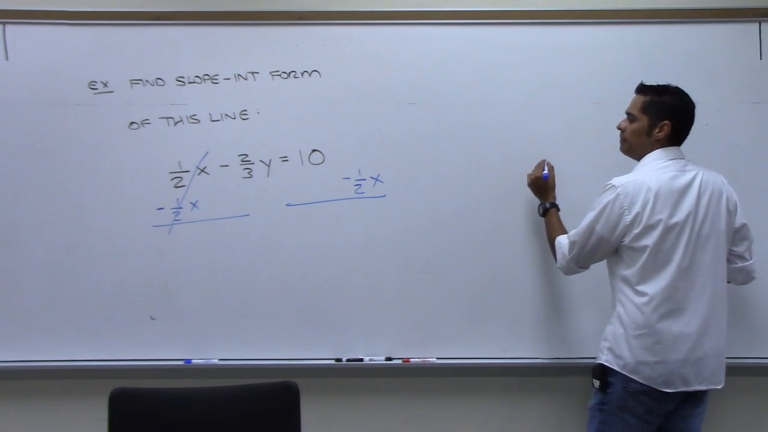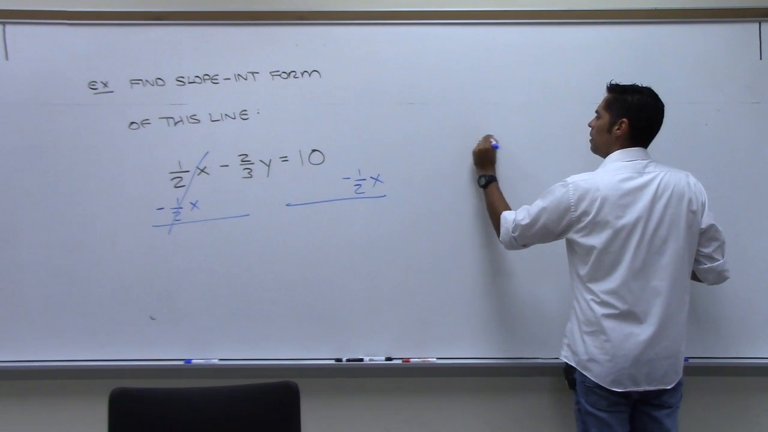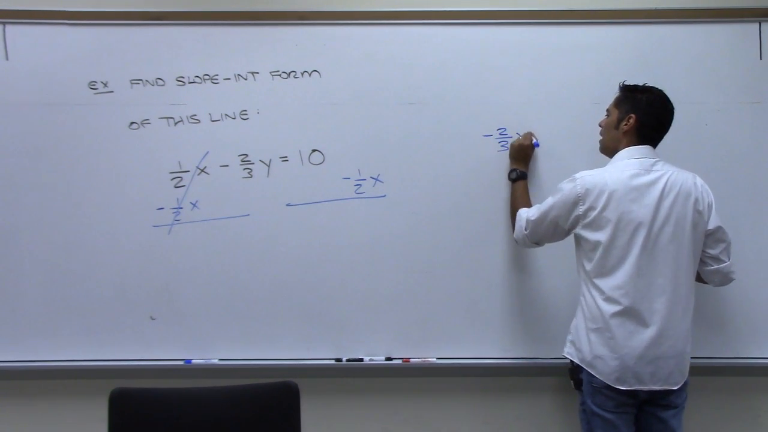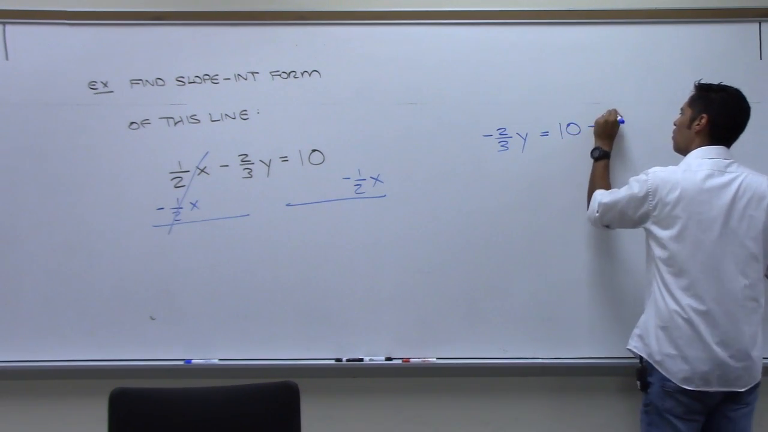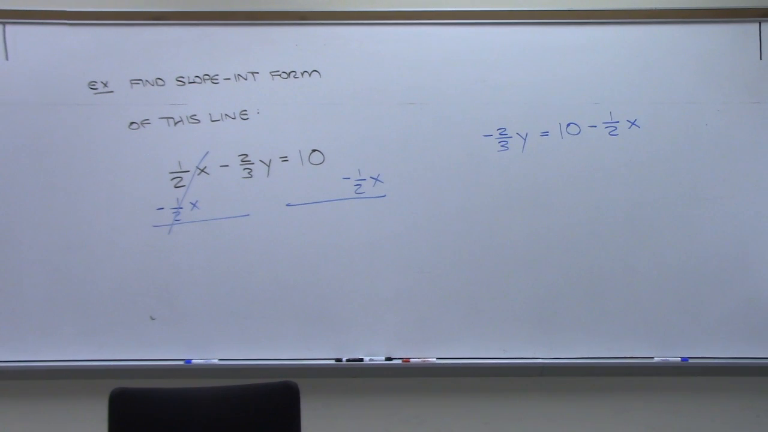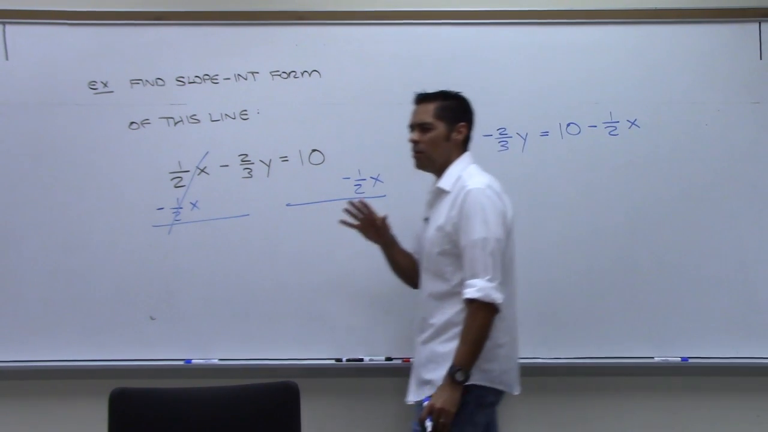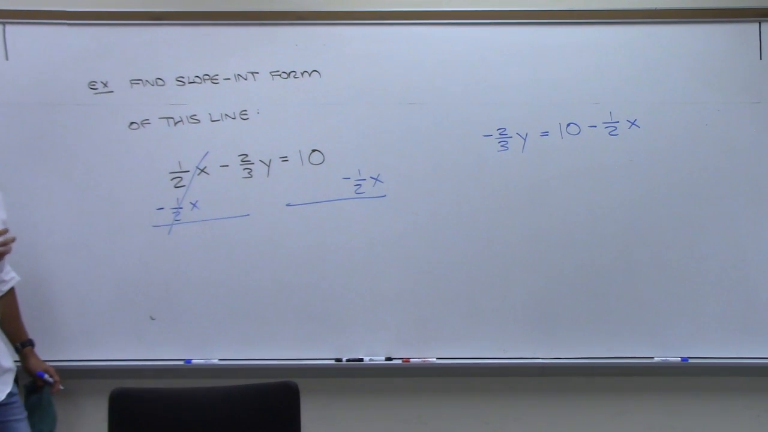So what do I still have? What's the equation I still have? Negative 2/3 y, 10 minus 1/2 x. Okay, good. Have you solved for y? Almost, right? You have a number in front of it being multiplied, negative 2/3. You don't want that there. You want it to be a 1. So how do you turn negative 2/3 into 1?